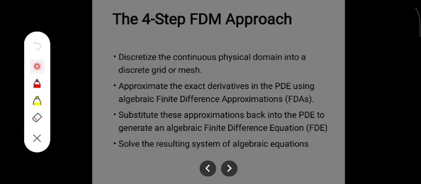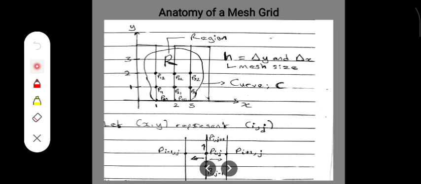The steps of the FDM approach are: 1. Discretize the continuous physical domain into a discrete grid or mesh. 2. Approximate the exact derivatives in the PDE using algebraic finite difference approximations. 3. Substitute these approximations back into the PDE to generate an algebraic finite difference equation. And lastly, solve the resulting system of algebraic equations. Let's look at the anatomy of a mesh grid.